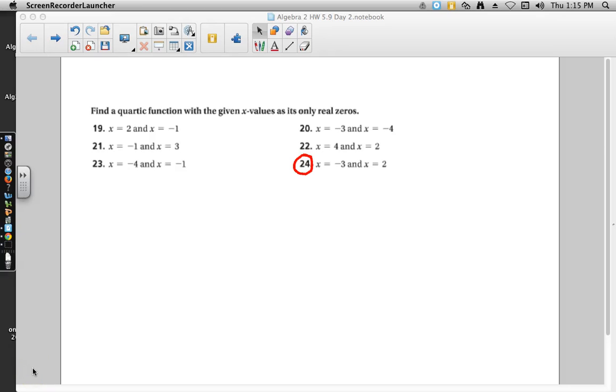These are the frequently asked questions for Algebra 2 for Section 5-9, Day 2.